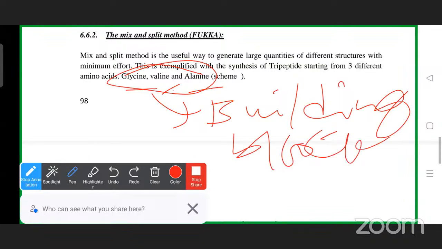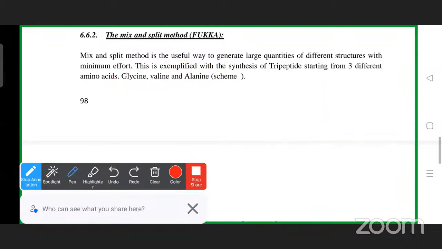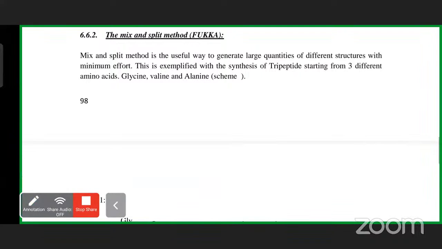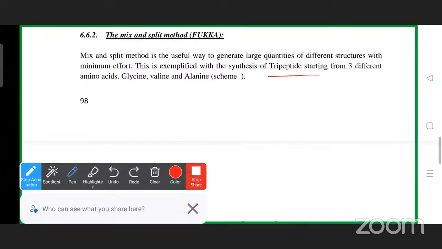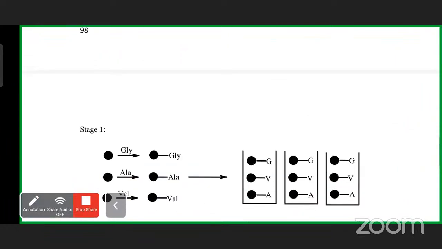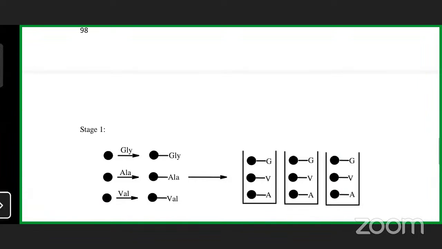These are taken as building blocks or the starting materials, right? So with the help of these 3 amino acids, we are going to produce tripeptides, right? So how many tripeptides are obtained by these 3 amino acids here? You can see, and generally it involves some stepwise steps here.